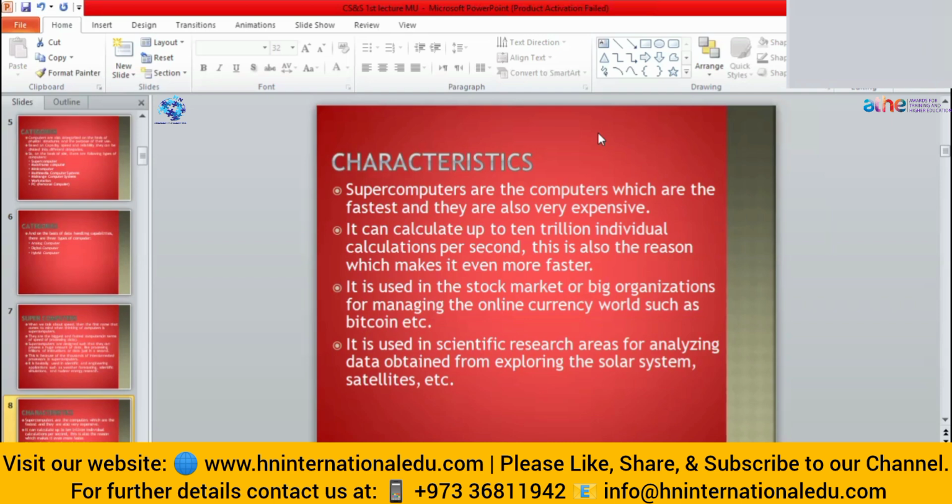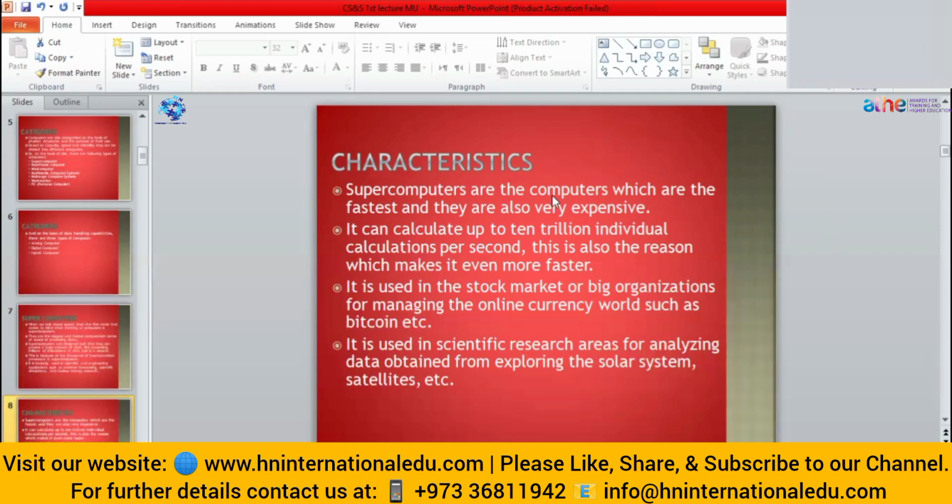It is used in the stock market, or by big organizations for managing the online currency world, such as Bitcoin, etc. It is also used in scientific research areas for analyzing the data obtained from exploring the solar system, satellites, etc. So where we have to do extreme calculation, we have to use supercomputers.